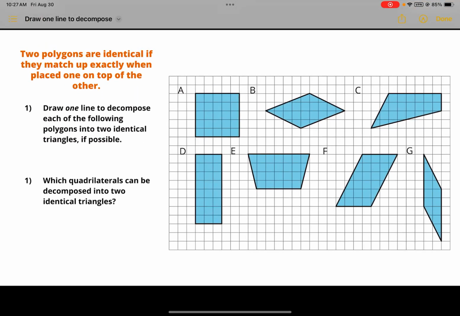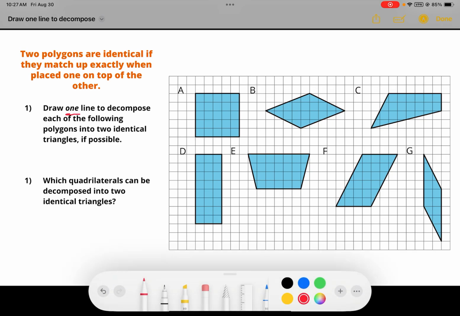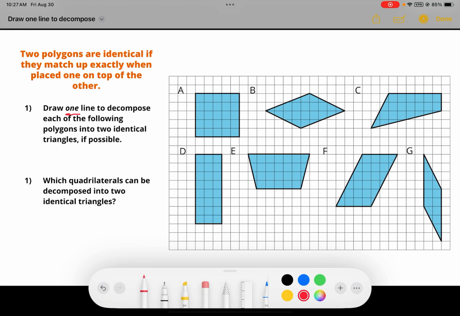Next one. So 2 polygons are identical if they match up exactly when placed one on top of the other. So it says draw one line to decompose each of the following polygons into 2 identical triangles if possible. So I'm going to try to make 2 identical triangles. So a square is nice and easy. You can draw a line right here, and then notice we have 2 identical triangles there.